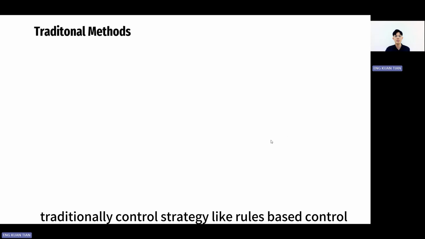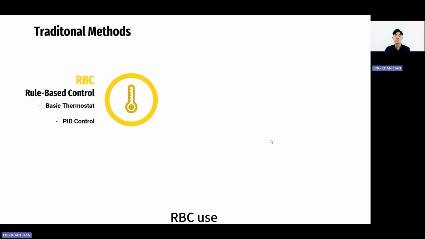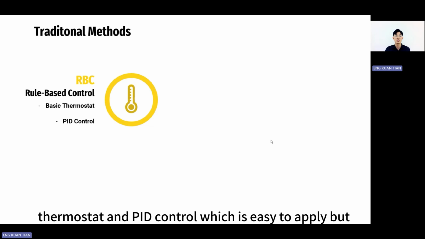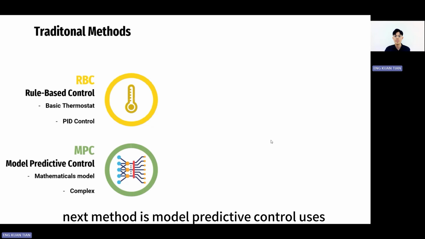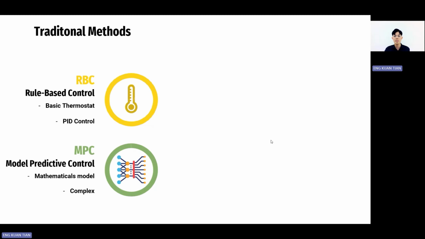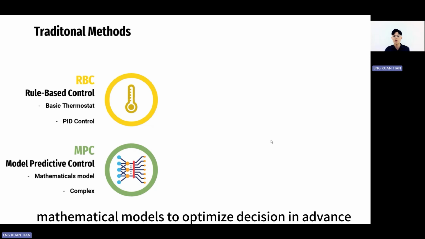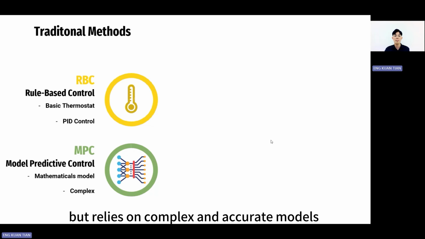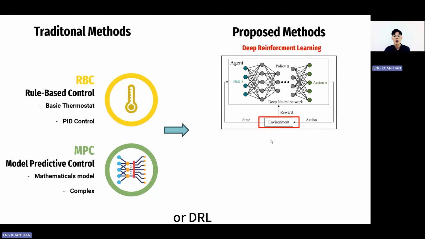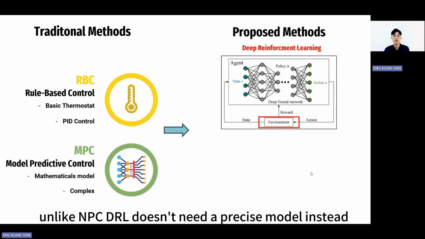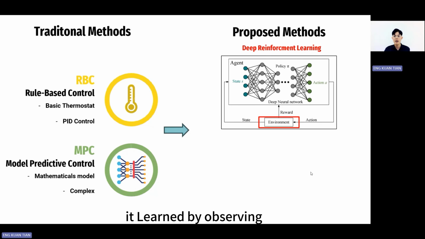Traditionally, control strategies like rule-based control, RBC, use thermostats and PID control, which are easy to apply, but they are often reactive and rigid. Then our next method is model predictive control, MPC. It uses mathematical models to optimize decisions in advance, which is efficient and safer, but relies on complex and accurate models. And that brings us to our new method, deep reinforcement learning, or DRL. Unlike MPC, DRL doesn't need a precise model. Instead, it learns by observing, acting, and improving with the environment.